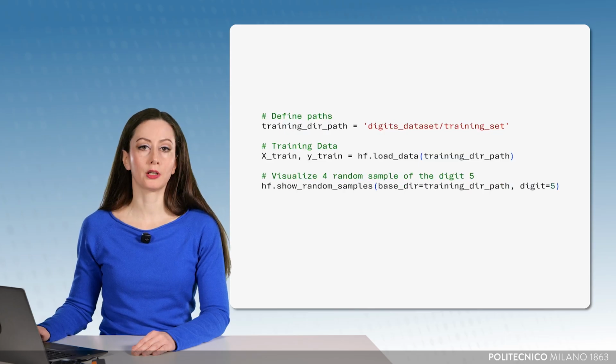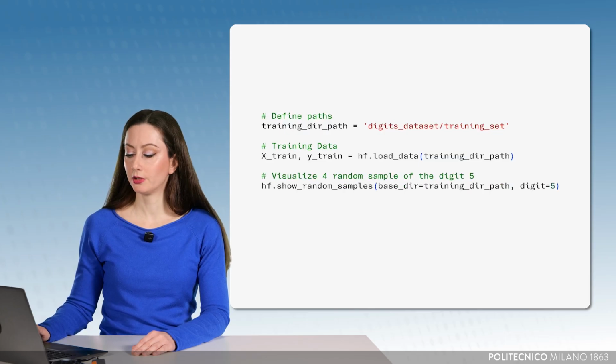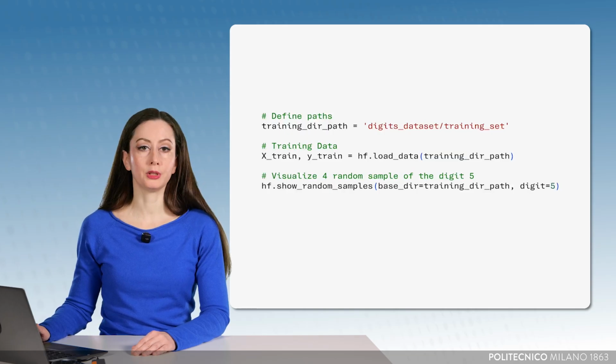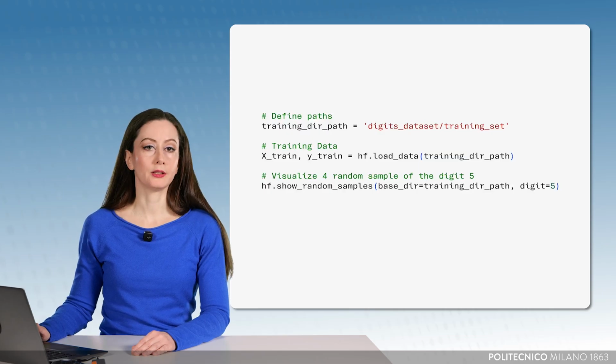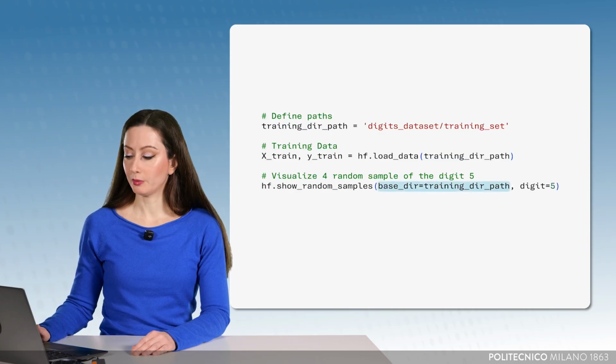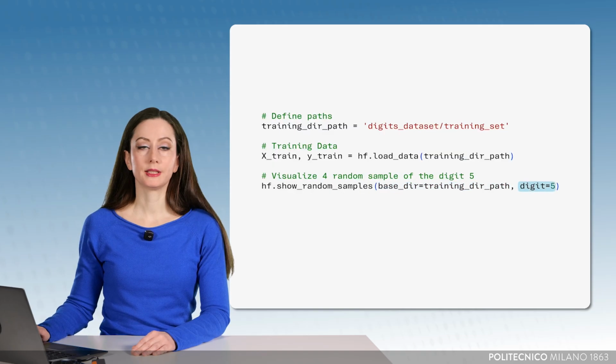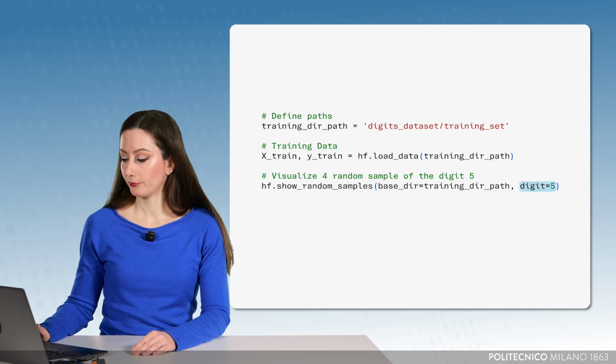So let's explore our dataset using the function showRandomSamples, which is defined in helper functions. This function randomly picks 4 images from the dataset we just loaded and shows them. The parameter baseDir specifies the path from which we are picking the images, while setting digit equal to 5 tells the function to display 4 randomly selected images of the digit 5.